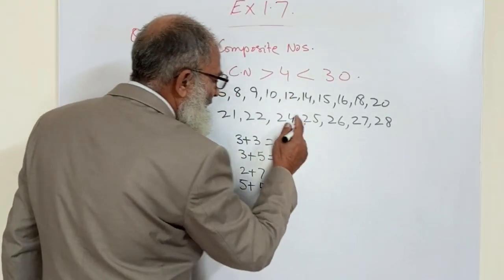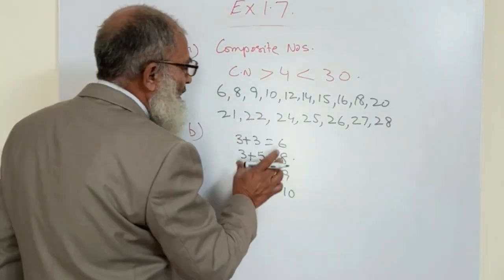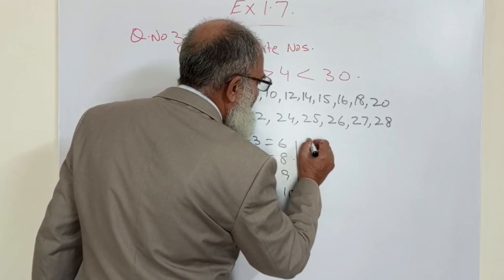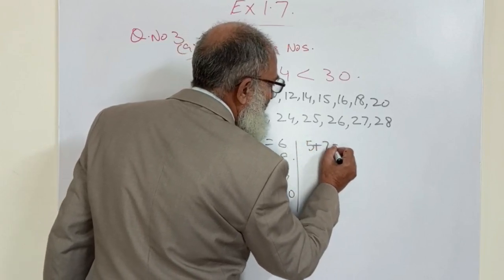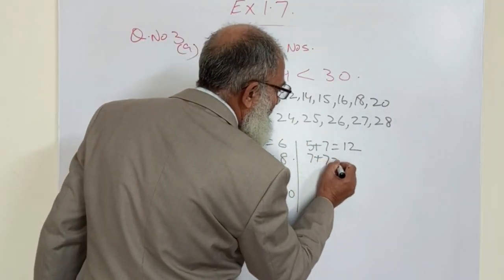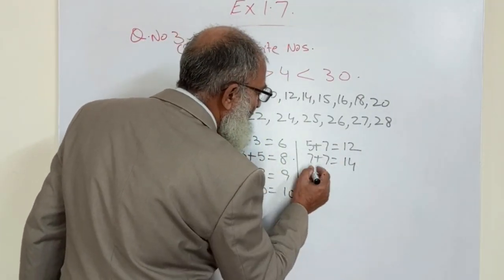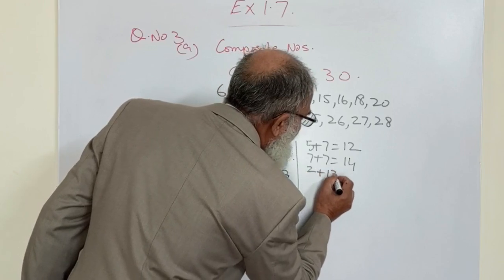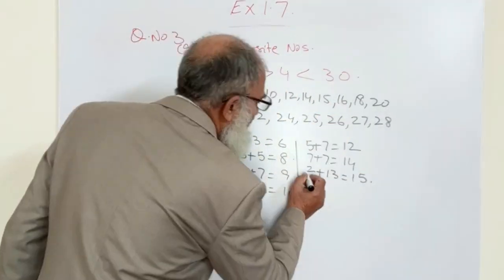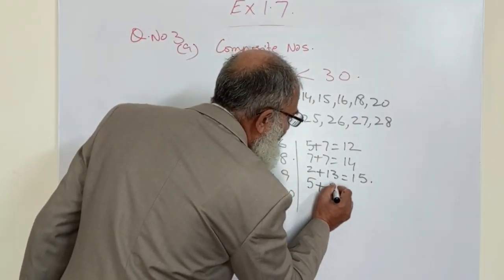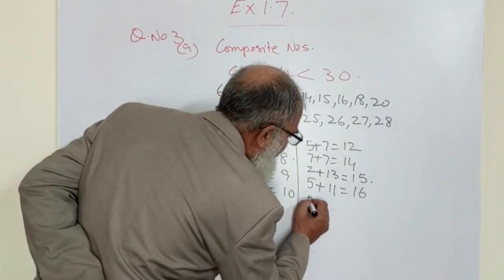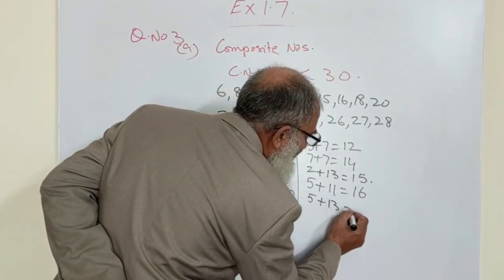12. And similarly, we can keep on trying like this. 5 plus 7 is equal to 12. Again 14. 7 plus 7 is equal to 14. 15. 2 plus 13 is equal to 15. 16. 5 plus 11 is equal to 16. 18. 5 plus 13 is equal to 18.